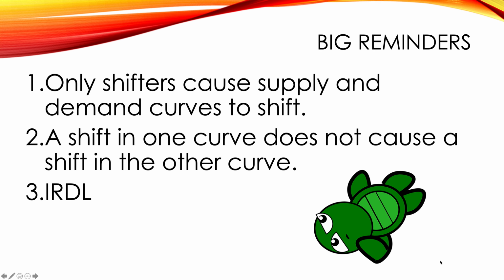So the first thing is the shifters that we've talked about for demand and the shifters for supply are the only things that actually shift these curves, right? So there are 6 demand shifters and there are 6 different supply shifters. Prices changing don't cause curves to shift, and even more importantly to remember, a shift in one curve does not cause a shift in the other.